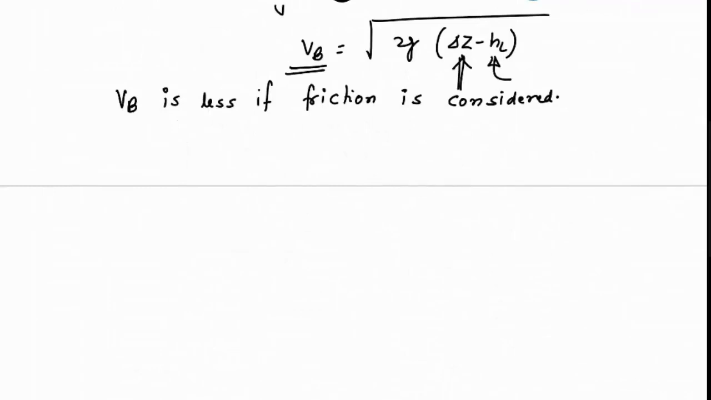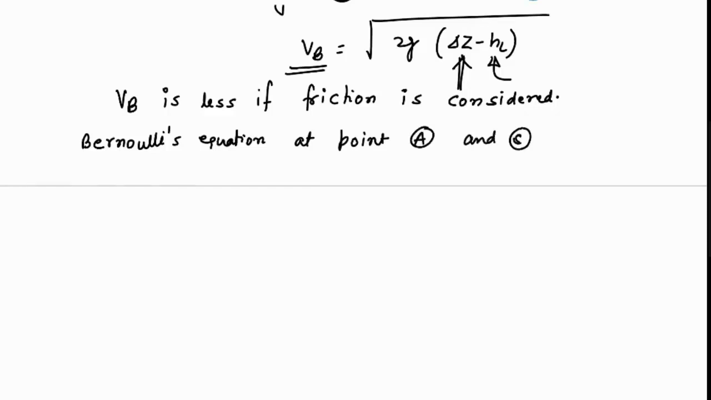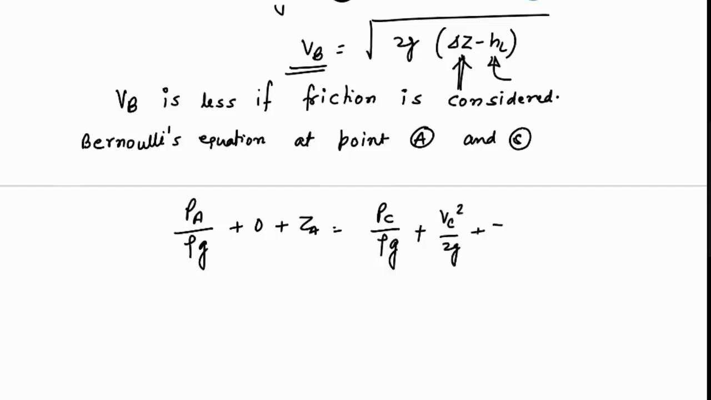Bernoulli's equation at point A and C. So if we apply this equation at point A and C, you can write PA by rho g plus 0 plus ZA is equal to PC by rho g plus VC square by 2g plus ZC.